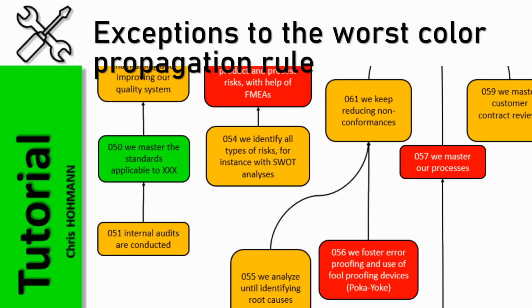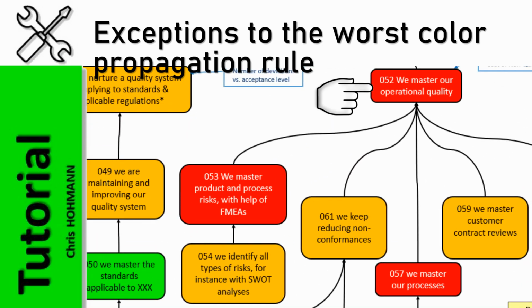Going up, entity number 52 takes over the red from its prerequisite, which is entity 57. Mastering the processes is critical to quality. Therefore, we can make no exception for entity 52. Even so, the other prerequisites are partially in place.